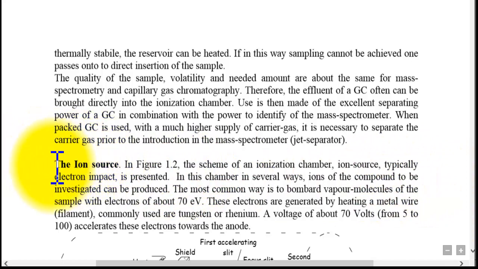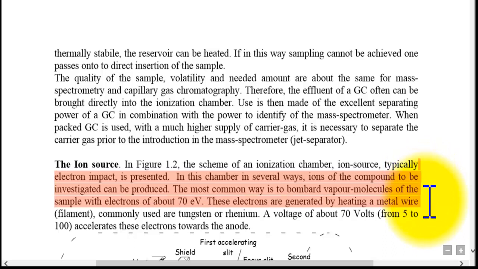The ion source, the scheme of an ionization chamber. The ion source, typically electron impact, is represented in this chamber. In several ways, ions of the compound to be investigated can be produced. The most common way is to bombard vapor molecules of the sample with electrons of about 70 eV. These electrons are generated by heating a metal wire filament, commonly made of tungsten or rhenium. A voltage of about 5 to 100 volts accelerates these electrons towards the anode.